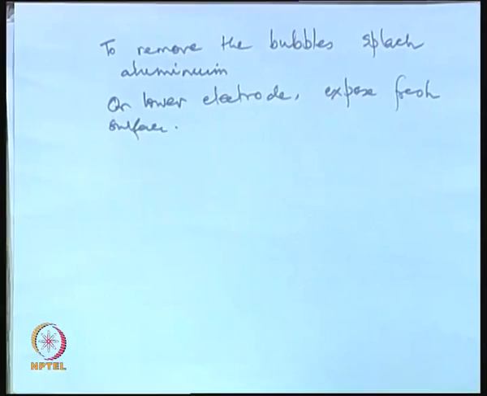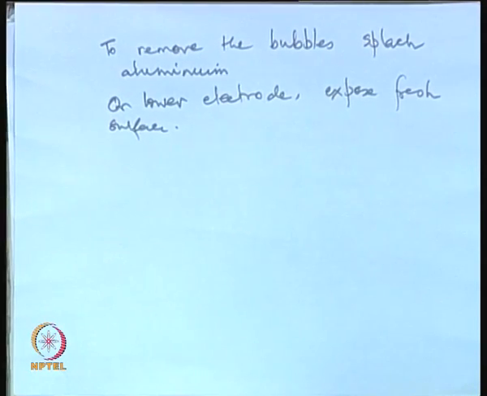What does one do then? Very often one has to stop electrolysis and try to get rid of these bubbles sticking to the surface, and one way to do that is to splash liquid aluminum on the anode surface to get rid of the bubbles, or one can bring in fresh anode, fresh surface, or in the same anode it can be lowered down, bring in fresh surface on which electrolysis can take place. So, this is what is anode effect.